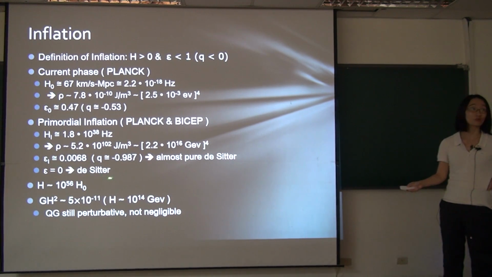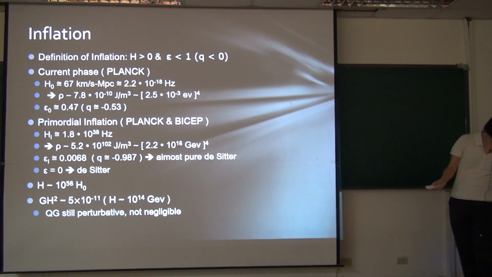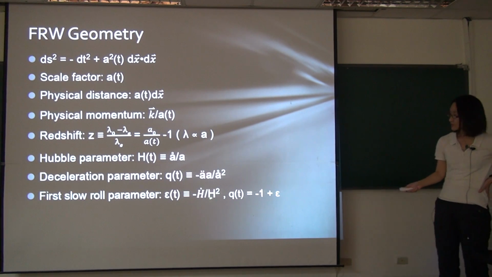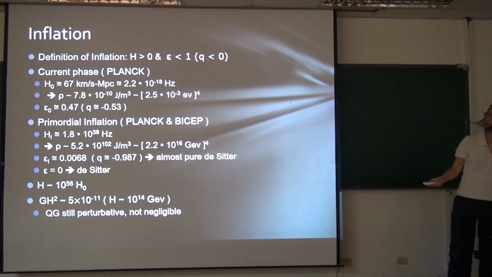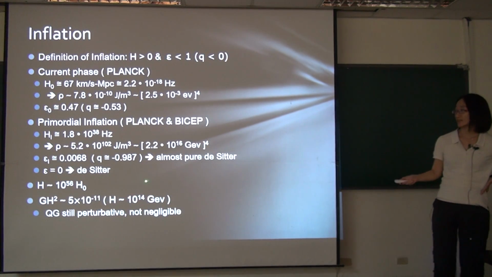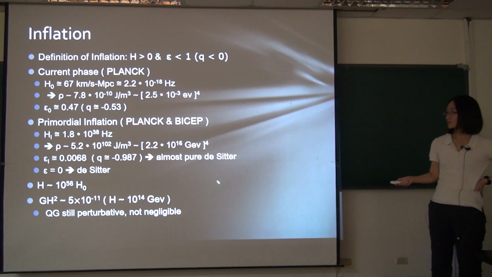And we know epsilon equal to 0 is de Sitter. If this is 0, that means H must be constant. That is de Sitter. So that means depending on the quantity you try to compute, in most cases you can approximate primordial inflation as de Sitter space. And this is what I'm doing.